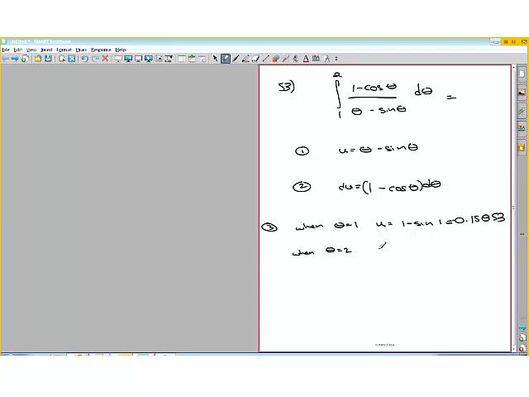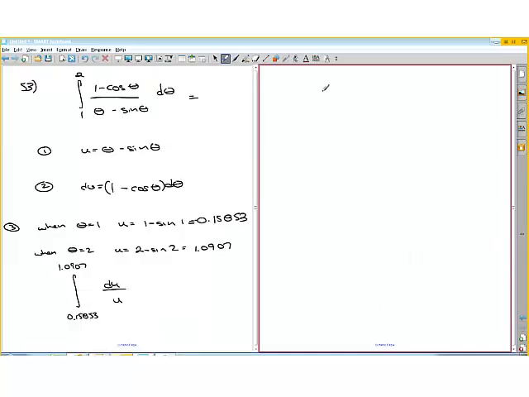And when theta equals 2, u is equal to 2 minus the sine of 2 radians. So you get 2 minus the sine of 2 radians, and that comes out to be 1.0907. So those are my u limits. So I could rewrite the original expression. Instead of the integral from 1 to 2, it's the integral from 0.15853 to 1.0907. And the numerator is du, the denominator is u.